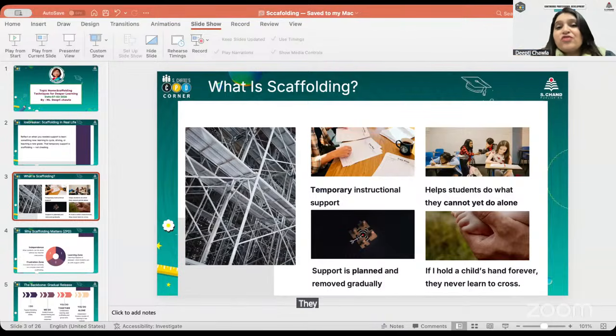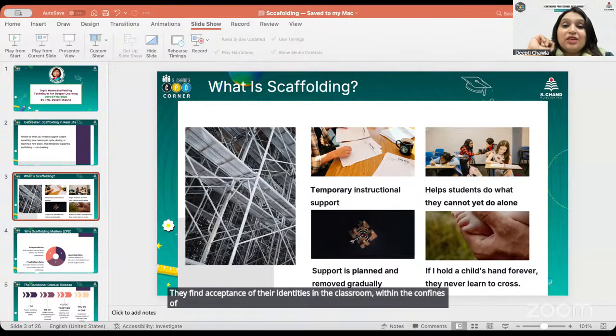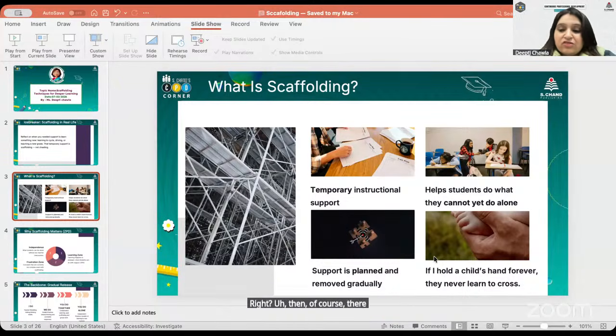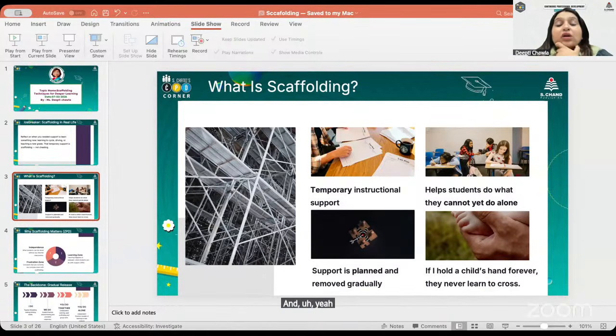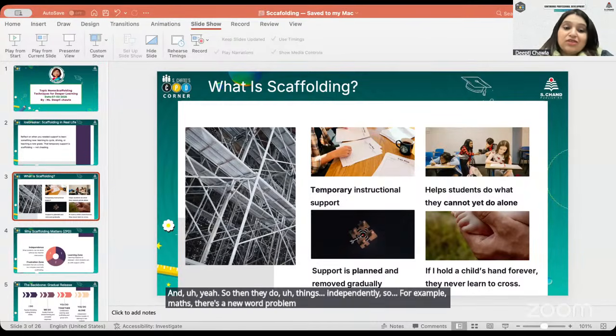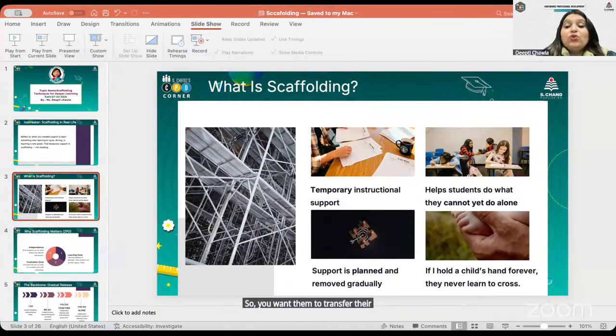They find acceptance of their identities in the classroom, within the confines of the discipline you are dealing with them. So that becomes very important, right? Then of course there are different methods: pictures, gestures, quick oral sentences, etc. And yeah, so then they do things independently. So for example, in maths, there's a new word problem with the same structure but no hints. So you want them to transfer their learning, new topic using the same rubric but no starters.